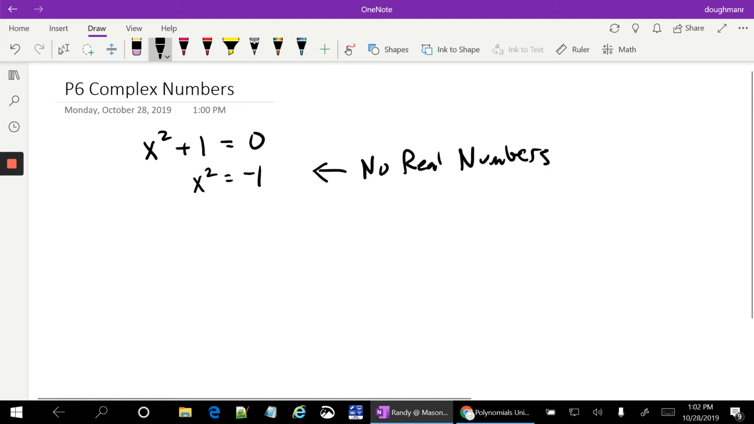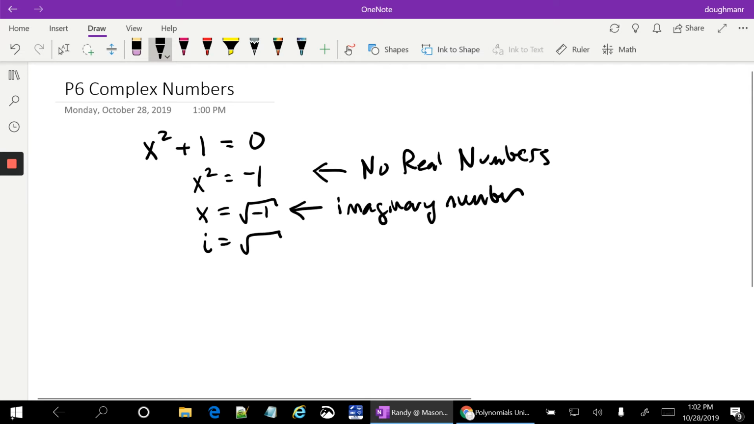But what we say now is let's imagine there is an answer. So let's take the square root of both sides. So x would then equal the square root of -1. And let's imagine that this is true. So we're going to call that an imaginary number, and we're going to call it the number i. So i is the square root of -1.